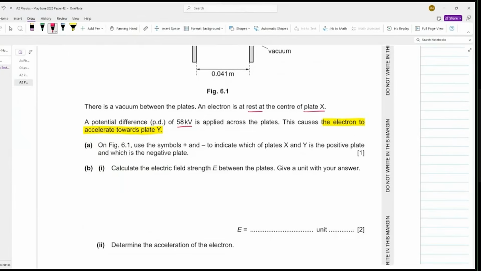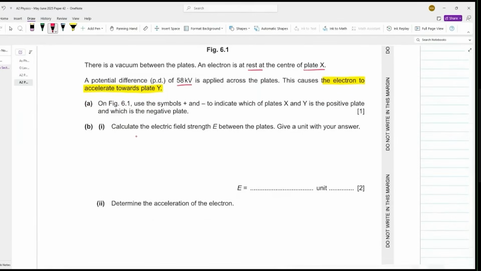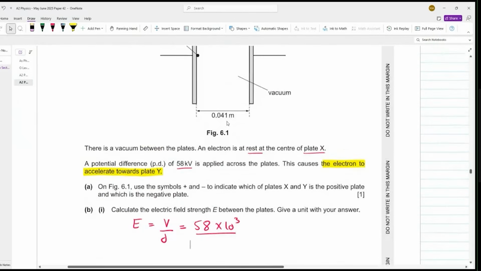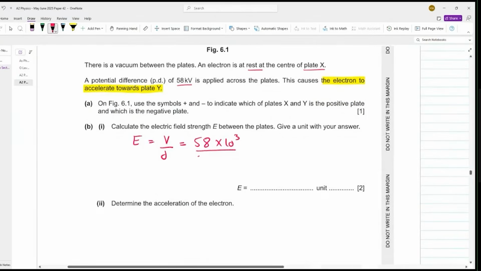Now you have to calculate the electric field strength between the plates. How will you do that? Electric field strength is equal to the potential difference divided by the distance. The potential difference is 58 kilovolts, 58 into 10 raised to the power of 3. The distance between the two plates is 0.041. What is the electric field strength?